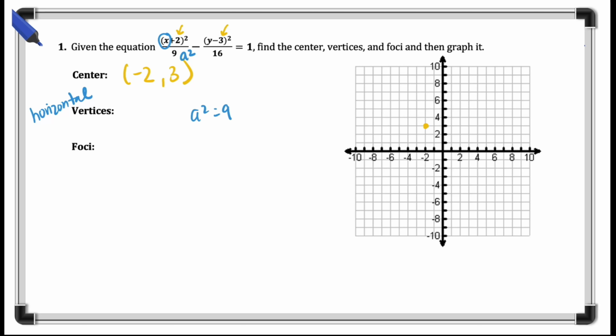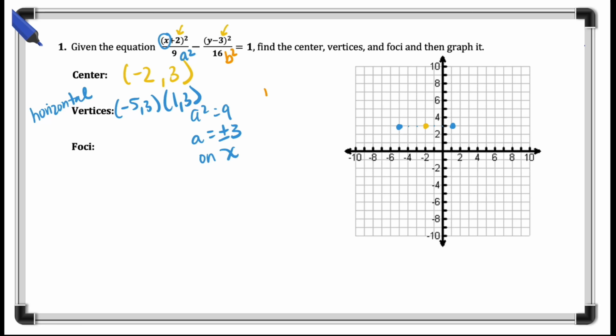You have a squared equal to 9. So when you solve, a is plus or minus 3. Keep in mind you are going to go plus or minus 3 along the x because that's the part of the fraction that you have. So we're going to the right 3, and to the left 3. So the coordinates for those vertices are -5, 3, and 1, 3. Those vertices are going to be important when you are drawing your hyperbola.